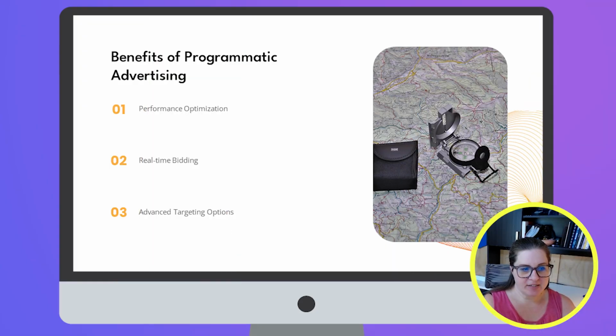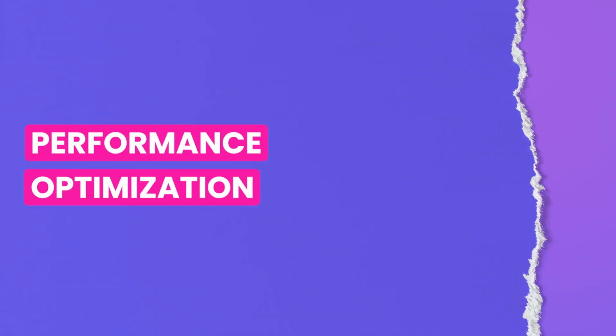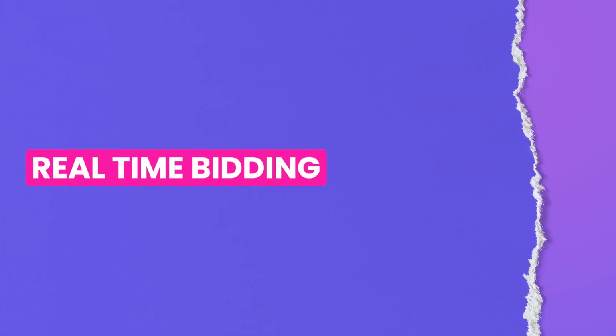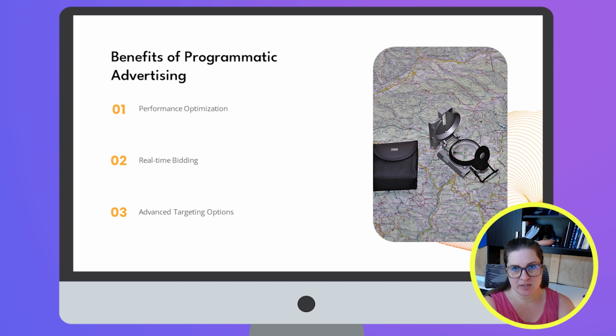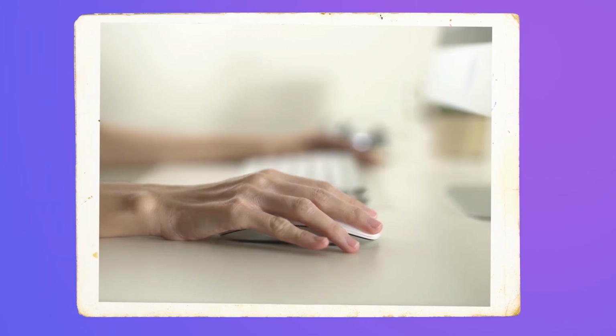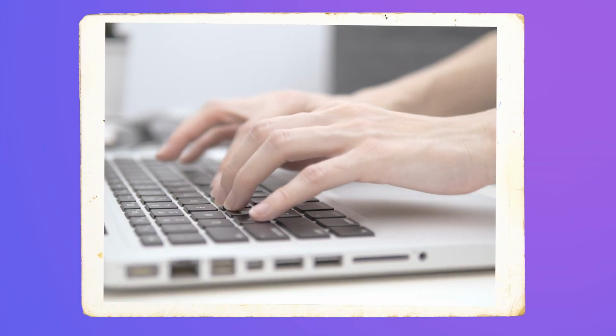So the benefits, of course, is performance optimization because you are targeting assets and real estate that's not available in the Google system. So you can actually get better results from it in particular niches and verticals. Real-time bidding, I would argue that both do this, but it is real-time bidding. And then, of course, the advanced targeting options where you can actually target some of those websites that you wouldn't be able to otherwise.